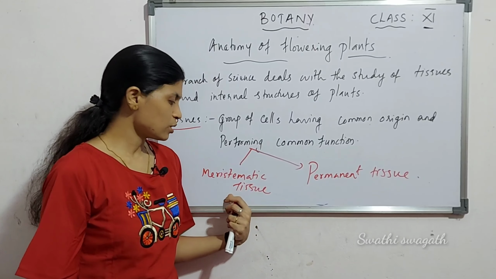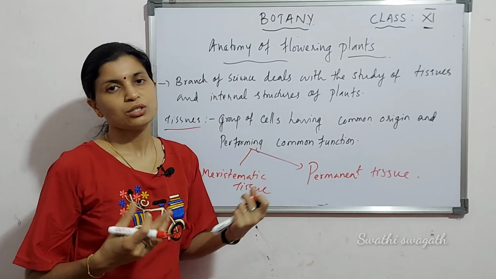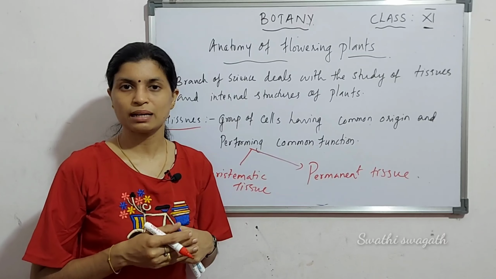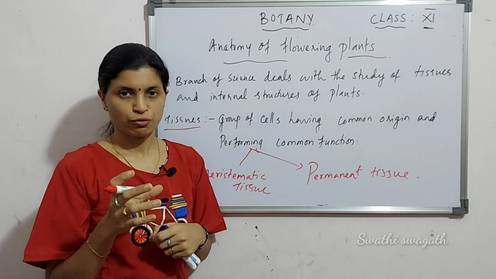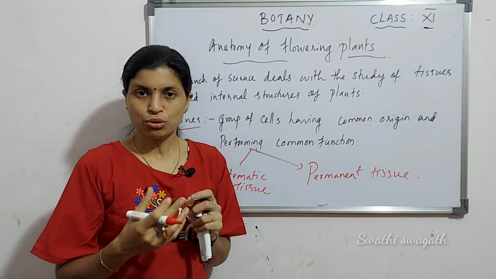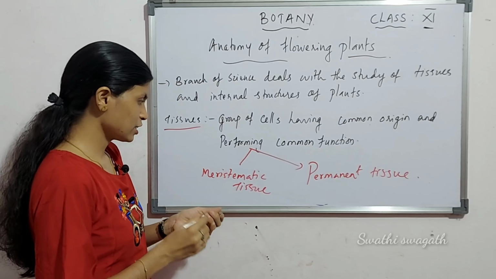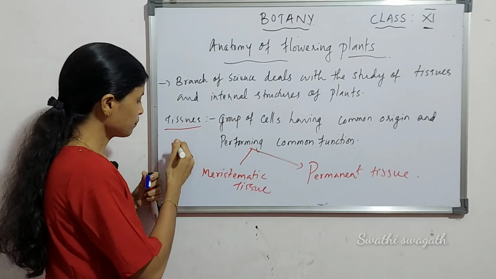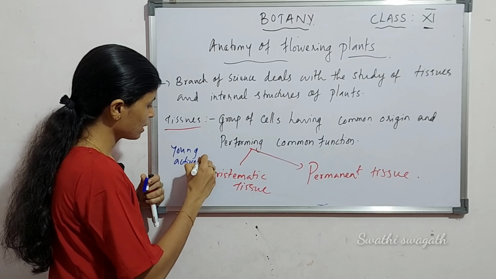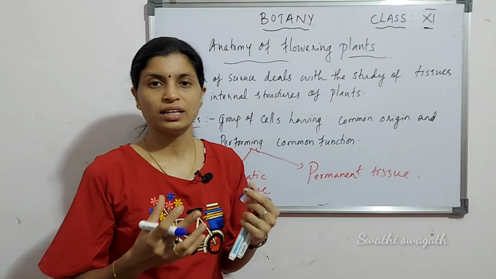First, what do you mean by the term meristematic tissue or meristem? This term is already familiar to you, and we already discussed it in our morphology chapter, in the regions of root. Meristematic tissue means a tissue with the capacity of division. That means meristematic tissues are young and actively dividing tissues.